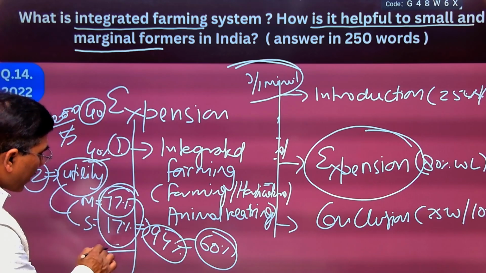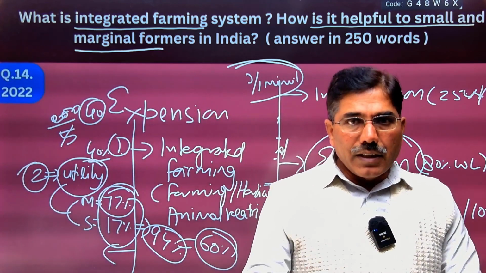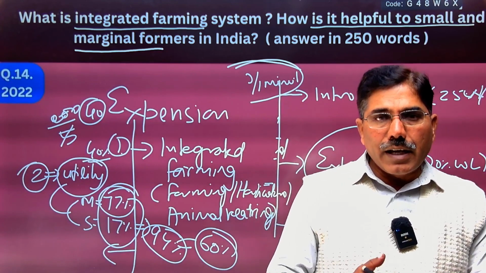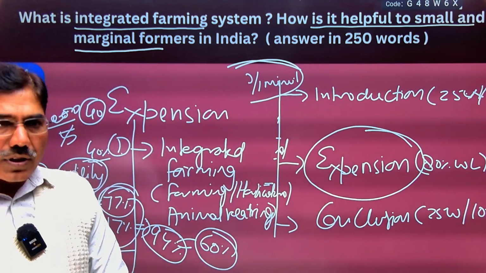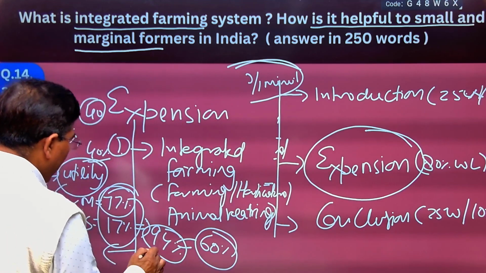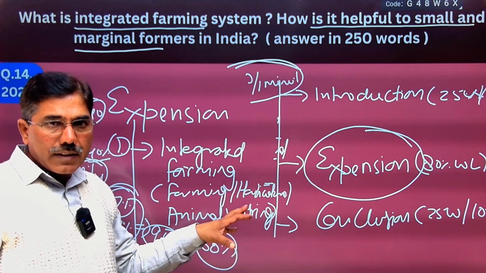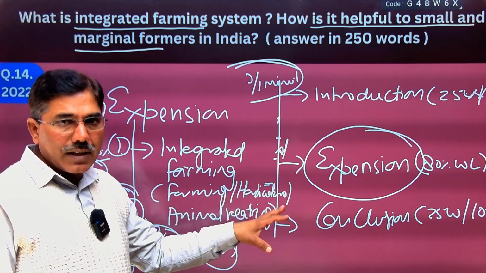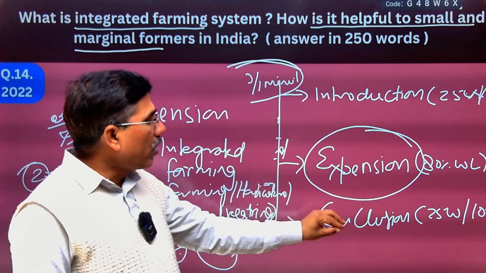The third paragraph is what? What is the basic problem? Low income. Now, with income, it increases enormous employment opportunity, food security, and nutritional security. You will elaborate in the next point. In this way, after explaining all the points which are benefits for the marginal and small farmer, you can summarize the question in your conclusion.